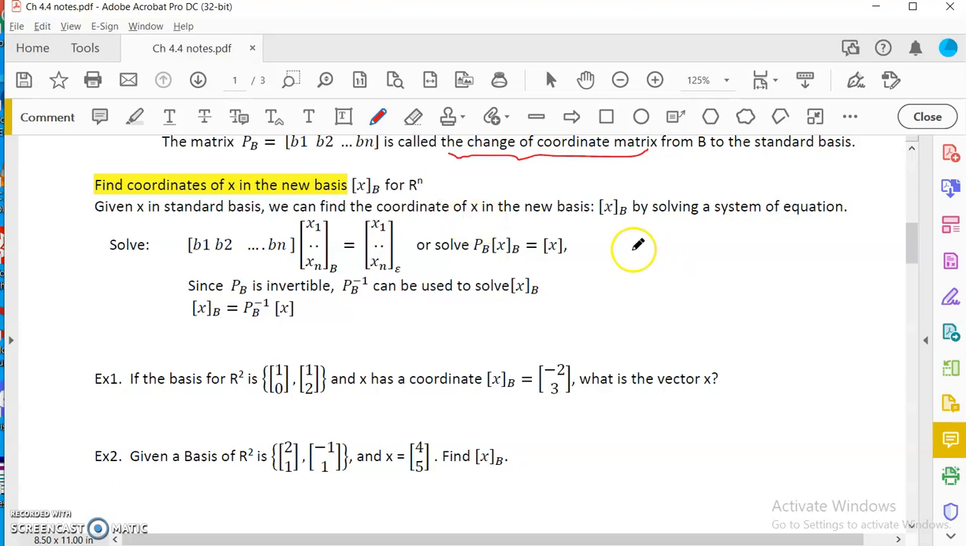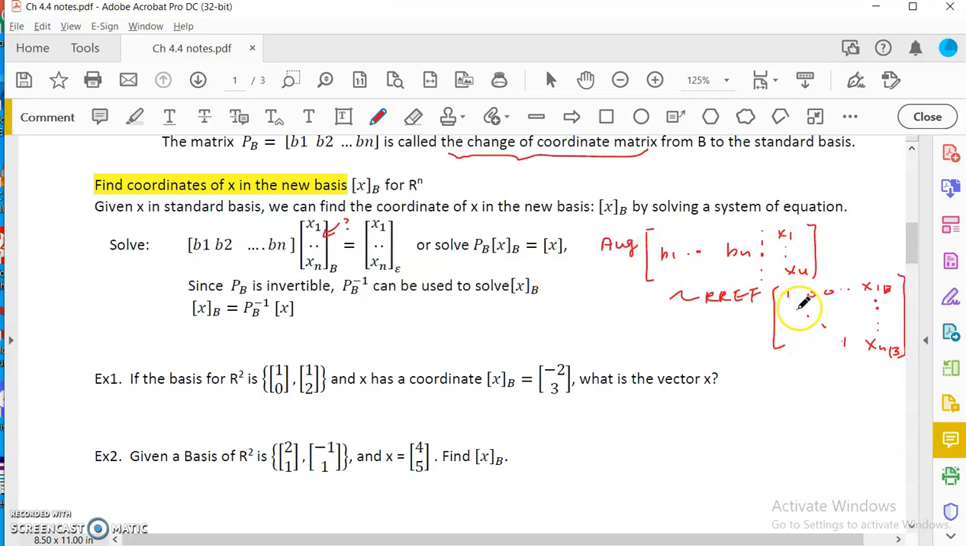Now there are two ways to solve it. This is the unknown. This is actually solving a system of equations, so we can use the augmented matrix of B1 to Bn, and then the last column would be x1 to xn in the standard matrix. If you solve this, it becomes an RREF problem, just like in chapter 1. Because the solution is unique, you should have 1, 0, 0 all the way, giving x1 of B all the way to xn based on B.